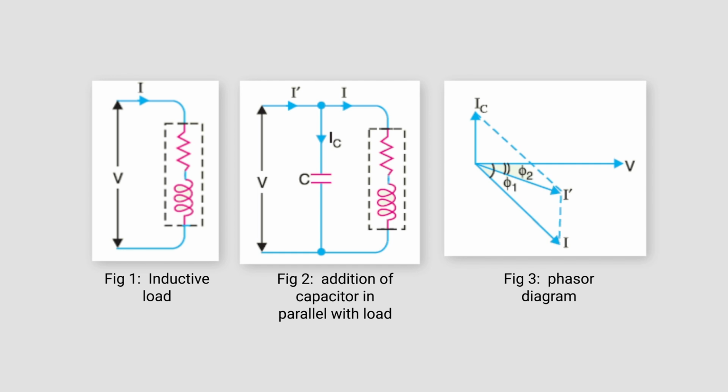Now you are introducing the capacitor. Here the voltage across the capacitor is V, and it is a pure capacitor. So in case of a pure capacitor, what happens? The current leads by 90 degrees with respect to the voltage. You can see this in the phasor diagram also. This current is denoted by I suffix C.